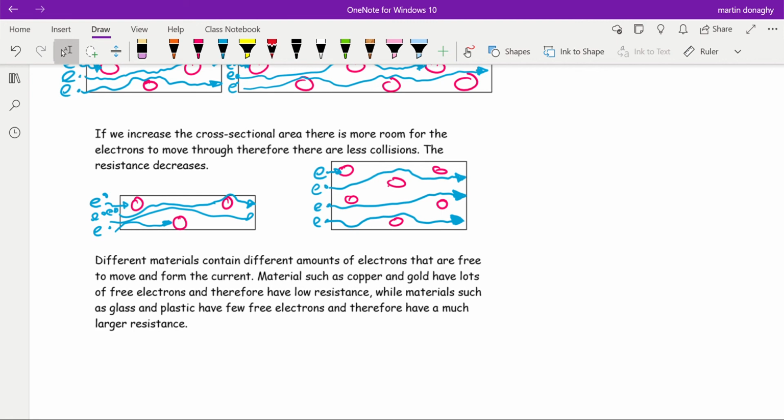Okay, so that's why materials such as glass and plastic have a large resistance, but things like copper and gold have a very small resistance.